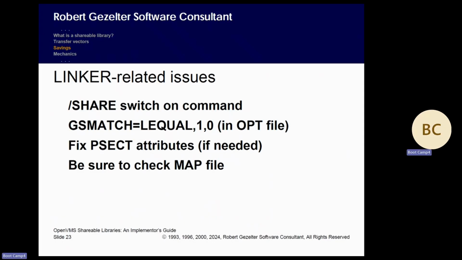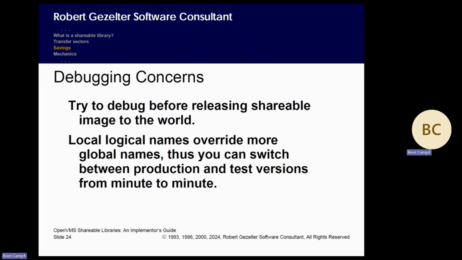Be careful with psect attributes. It is worth pulling the link map and taking a look. It'll be far less surprising that way. Make sure when you do a link periodically, check the map file to verify everything is as you think it should be. Debugging is easier before you release a shareable image, but you can use the debugger.